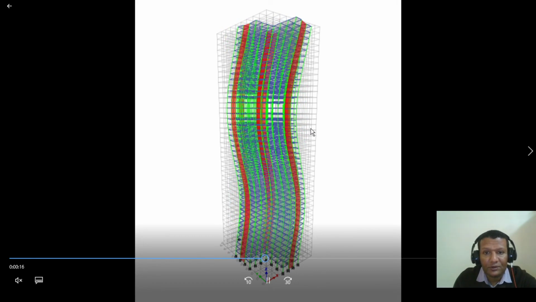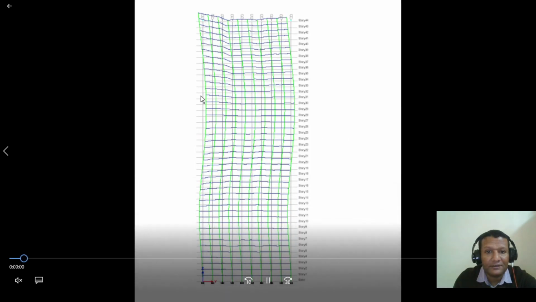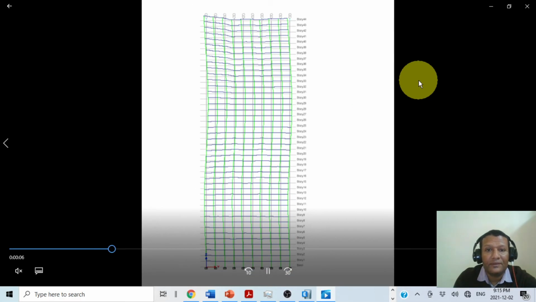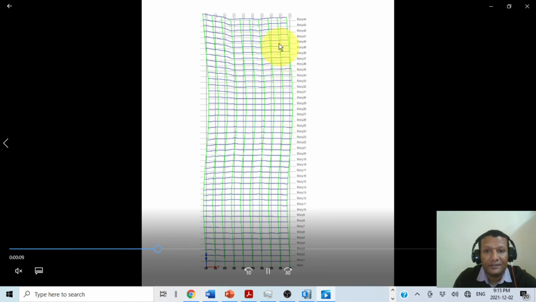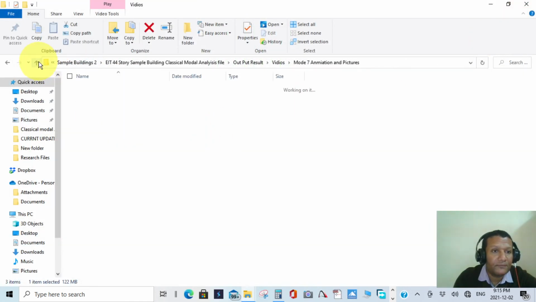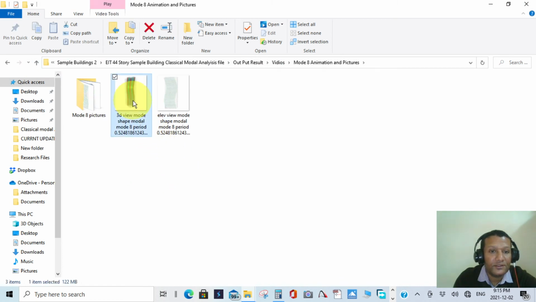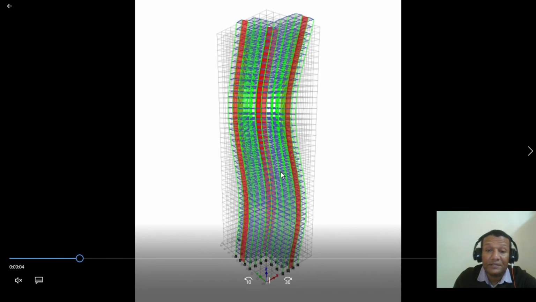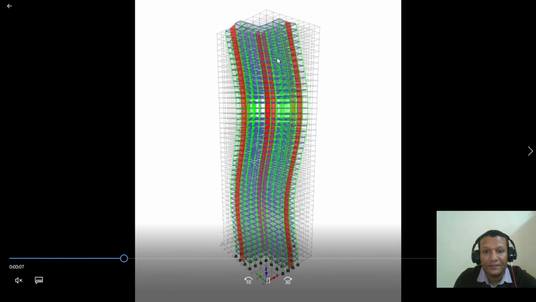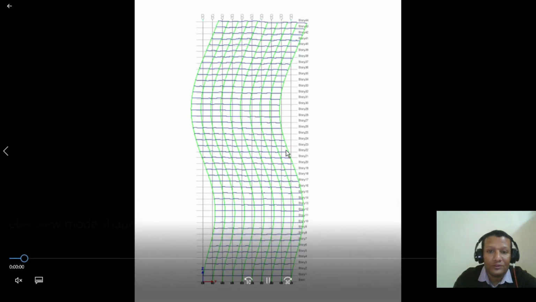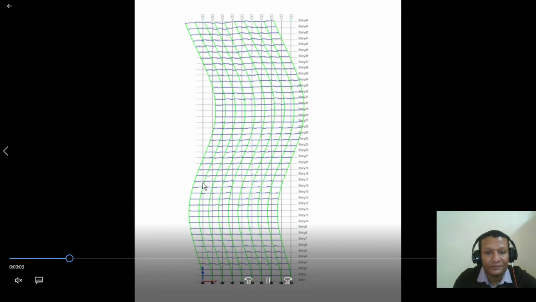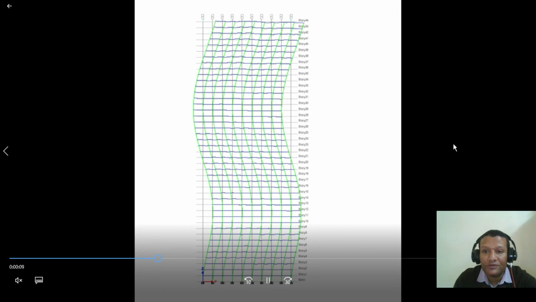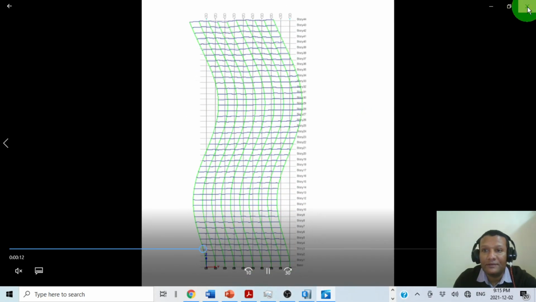It crosses the vertical line 2 times. You can see this here. This is the third mode in the X direction. Then this one in the Y direction, the same thing but in the Y direction. Now we are going to the higher modes. This is the third mode in the Y direction. So in the higher modes, the frequency is increasing.